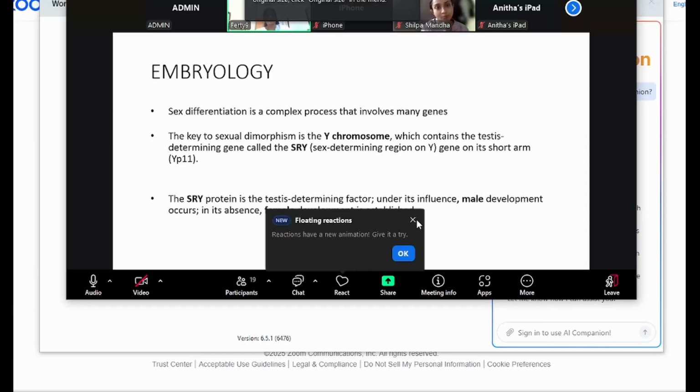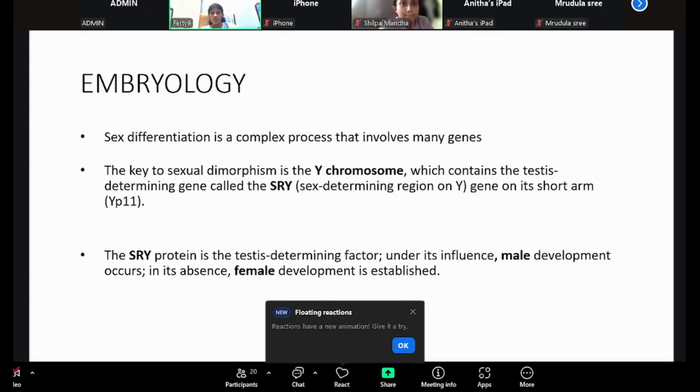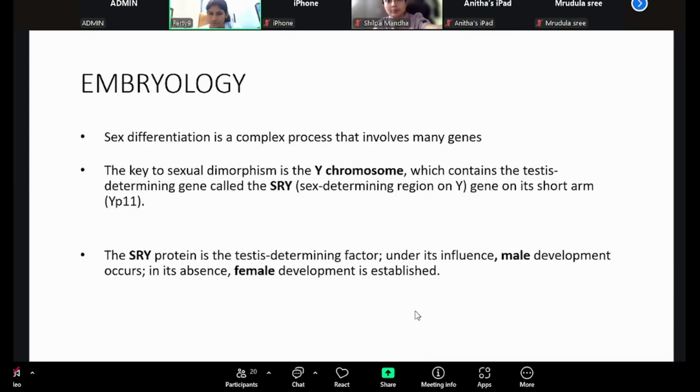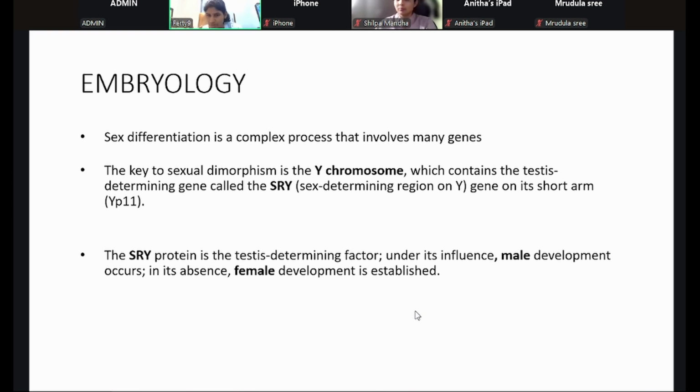So first, basically in embryology, there is the SRY gene, the sex-determining gene on the Y chromosome. That is the gene which is responsible for the differentiation of the embryo into a male or female. For the male form, this gene has to be expressed.